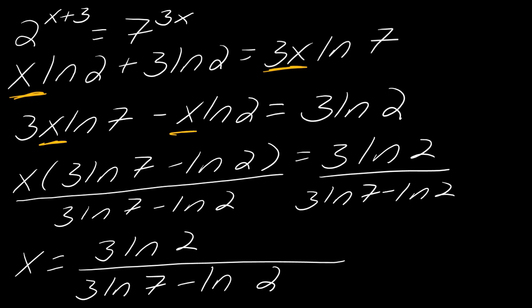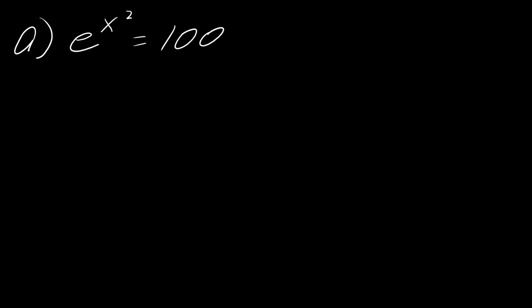Okay, so let's try a few more examples, I guess. All right, so let's start with this example here. So I've got e to the x squared equals 100. All right, so for this example, remember, you have the choice of natural log versus log. So which one do you want to use here? Well, oddly, I'd say either choice would work. I'm going to use the natural log though because I see that there's an e here. So let's take the natural log of each side.